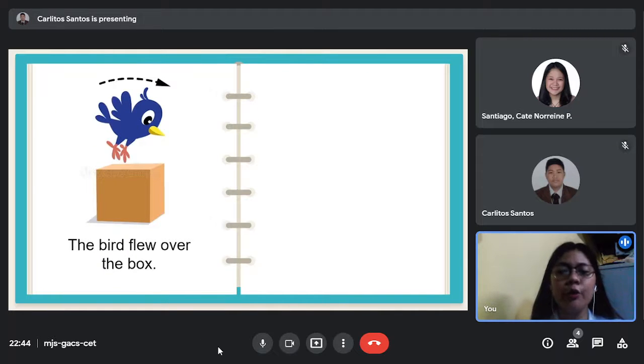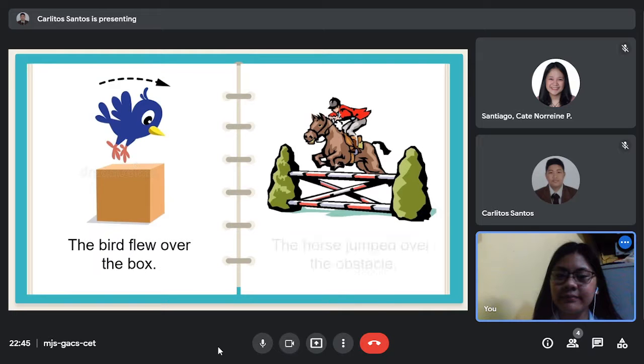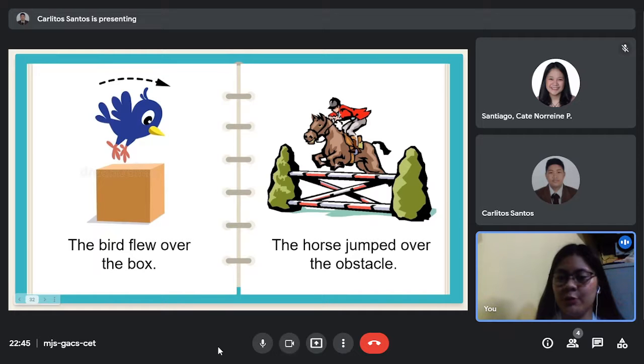The bird flew over the box. And for the next picture, let's have the horse jump over the obstacle. Any volunteer? What do you think is the common word for these two pictures, for these two sentences?